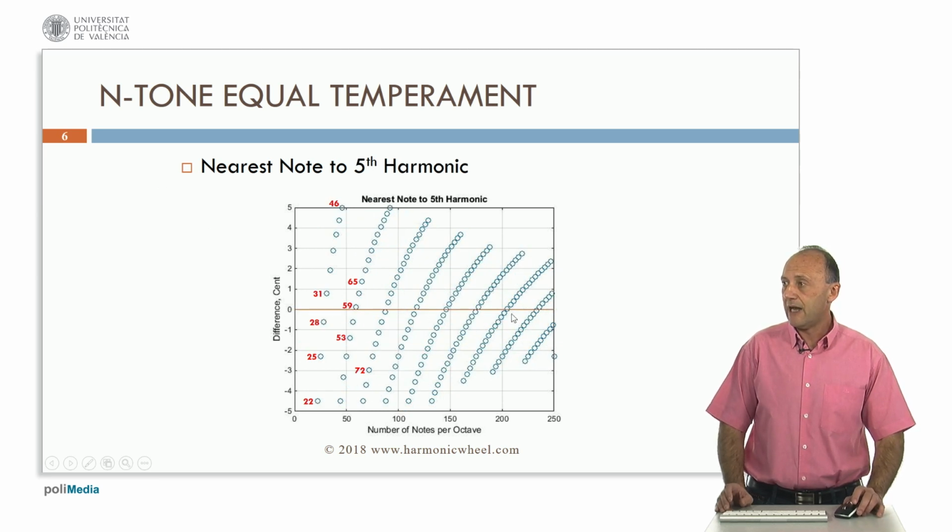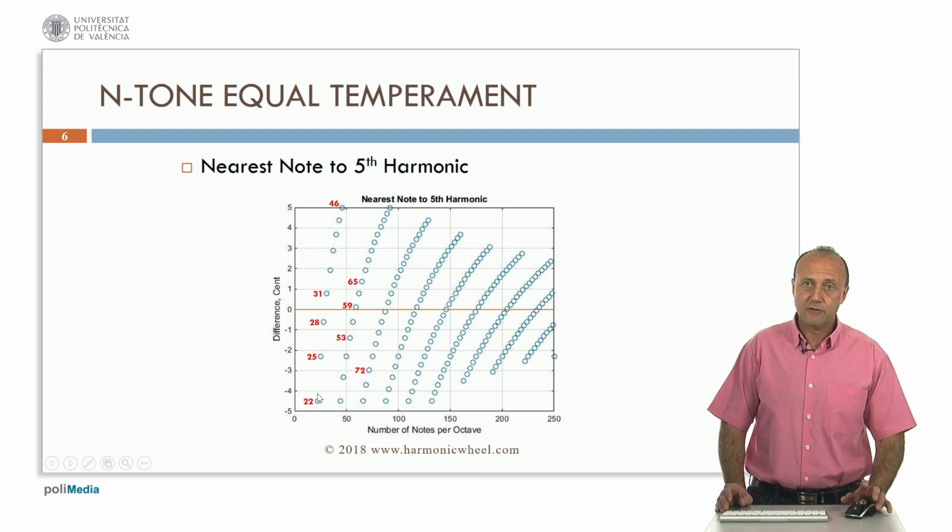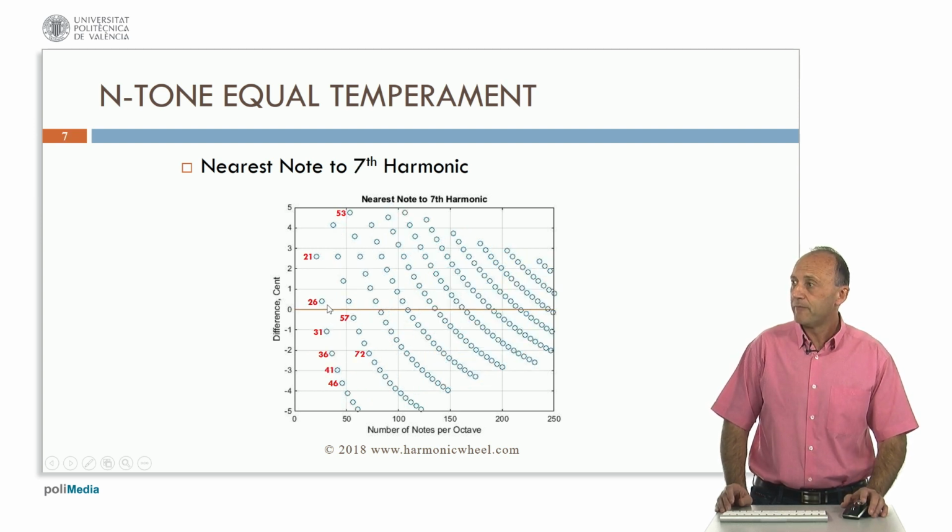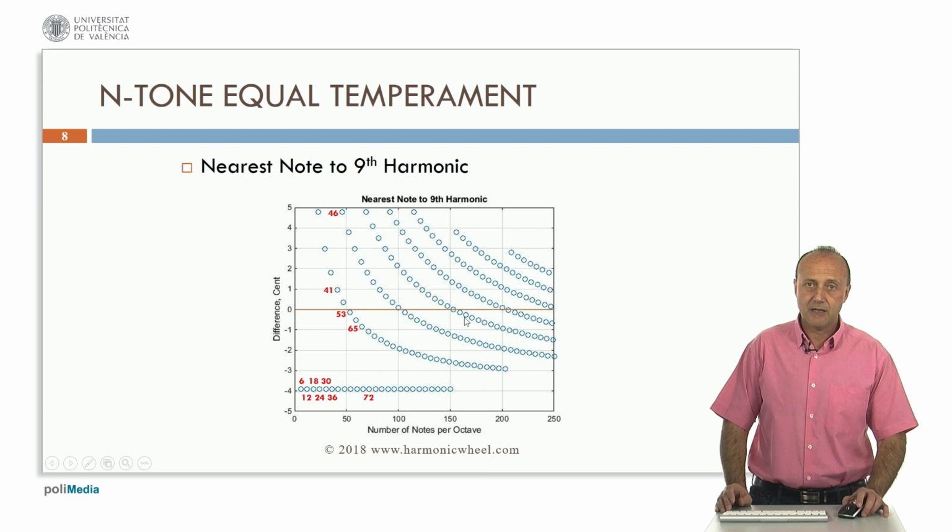Now the central line is the fifth harmonic, and here we can see different divisions of the octave that are more or less near this harmonic. We can see the 53. The 12 does not appear because the nearest note to that harmonic is more than 5 cents apart from that. For the seventh harmonic, we repeat the process, and also with the ninth harmonic.